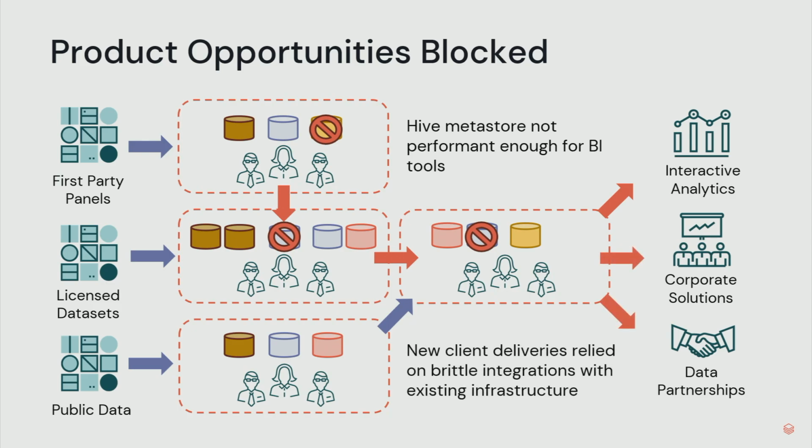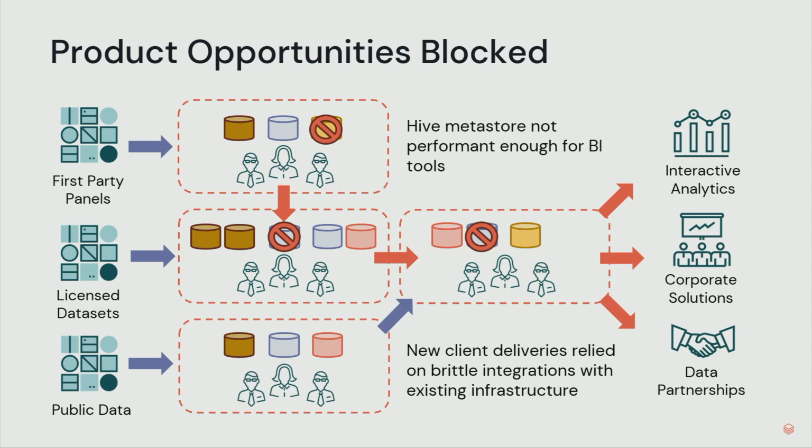And for some of our new verticals, for example, our corporate solutions and data partnerships teams, we exchange data with those clients, but we need to work in ultra-sensitive environments because of the data we're receiving from them. And so that data isolation and bespoke delivery requirements required us to build really brittle integrations in our cloud infrastructure because we couldn't isolate the data properly at the catalog level within Hive. And that created a lot of barriers for them to work efficiently.